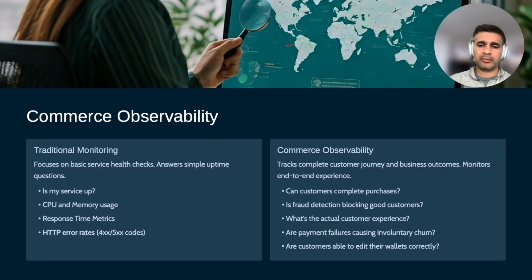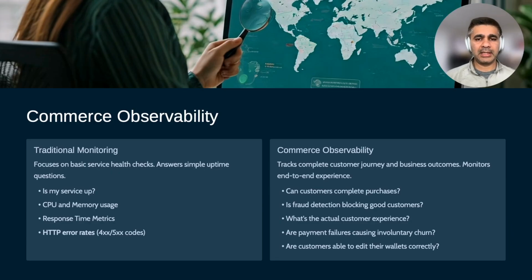Now let's talk about the fundamental shift we need to make in how we think about observability. Traditional monitoring focuses on basic service health checks. It answers simple uptime questions like, is my service up? It looks at CPU and memory usage, response time metrics, and HTTP error rates like 4xx codes and 5xx codes. This is the foundation, but in commerce, it's not nearly enough.